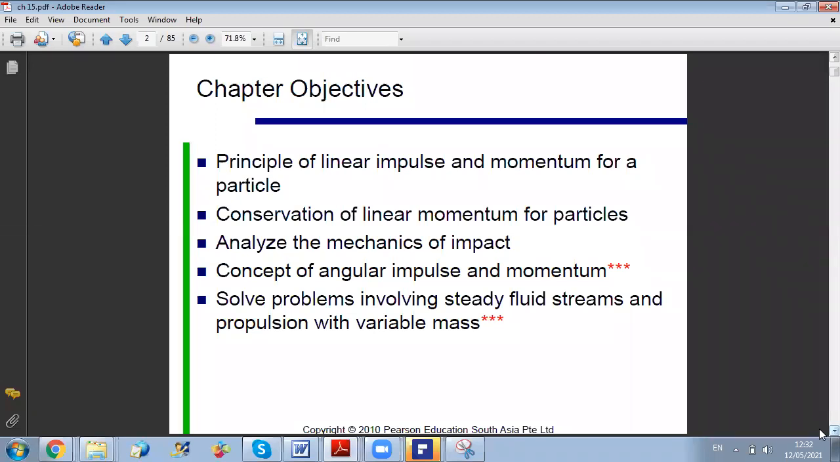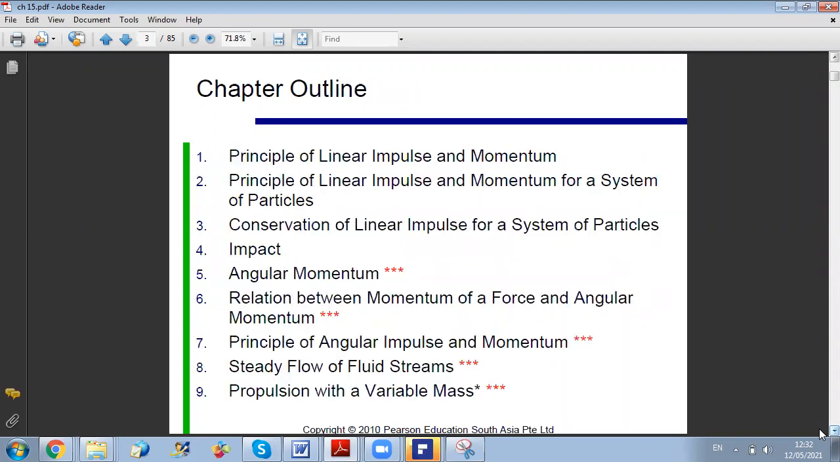Furthermore, we will analyze the mechanics of impact, when you have a collision between two objects, and how we can find their final velocity. Then we will introduce the concept of angular impulse and momentum, and so these are the main parts of this chapter. Okay.